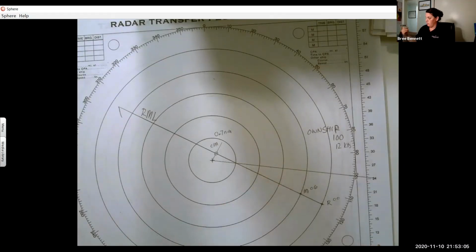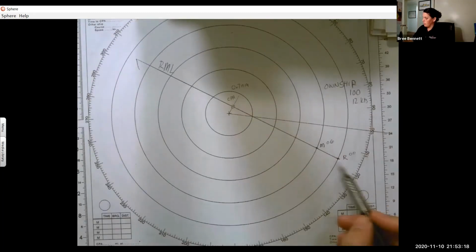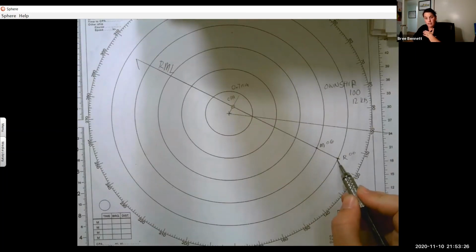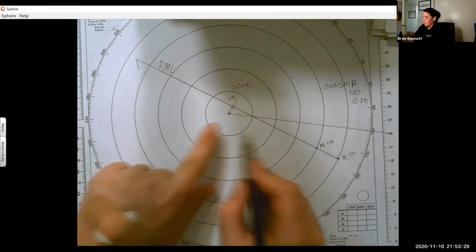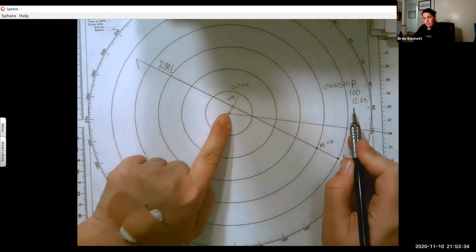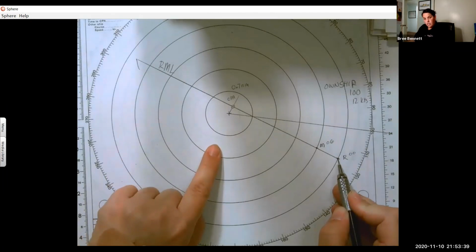So I want to figure out if I am stand on or give way, what the situation is. So I need to plot E to form this triangle. So R to M is the relative motion. E to R is my own ship's motion. And I know what my own ship is doing. I'm headed at 110 at 12 knots. So I'm going to parallel this 110 line back down to R so I can get an E to R line.